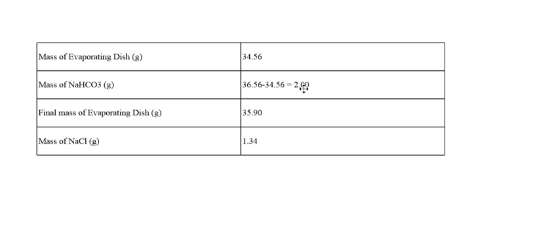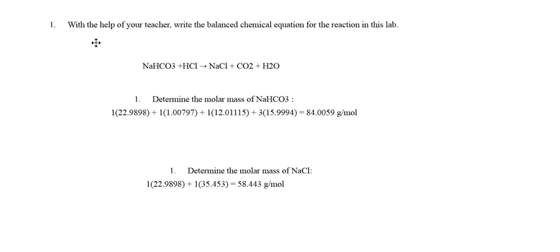So we look back here. Our starting material was 2 grams of this. What was left in our evaporating dish was 1.34 grams of NaCl. Now to determine the molar mass of each of these compounds, again, we need to add 1 sodium, 1 hydrogen, 1 carbon, 3 oxygens together to get 84.0059 grams per mole. And then, of course, for sodium chloride, 1 sodium plus 1 chlorine to get 58.443 grams per mole.